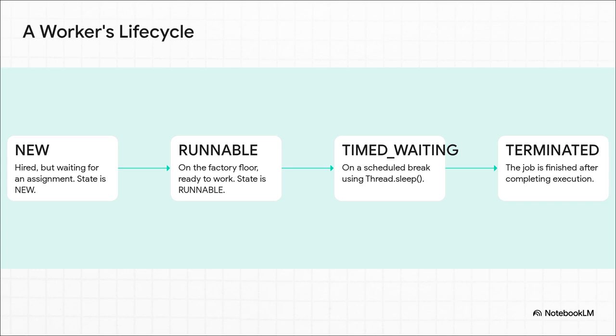And this whole life cycle actually makes a lot of sense. A thread starts out as New. It's like they've been hired, but they're sitting in the break room waiting for their first assignment. When you call start, they become Runnable. They're out on the factory floor, ready to go. From there, they might go into Timed Waiting. Think of this as a scheduled coffee break, which you can do with Thread.sleep. And then, when the job's all done, they're Terminated, clocked out, and gone home.